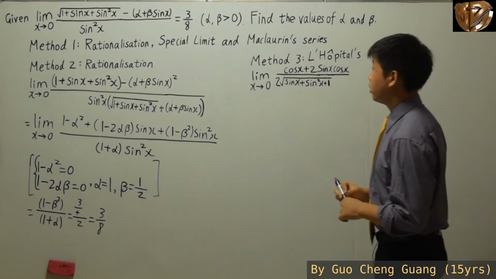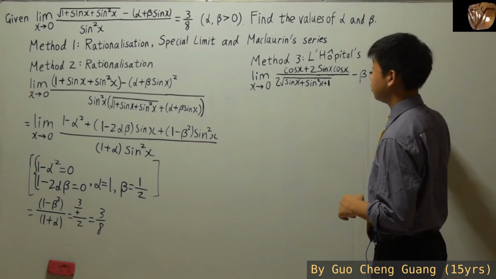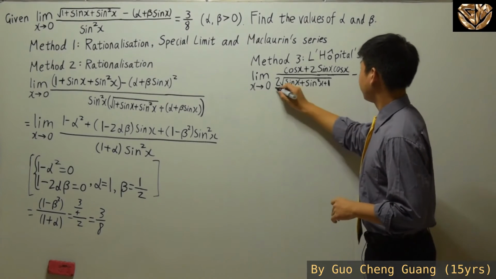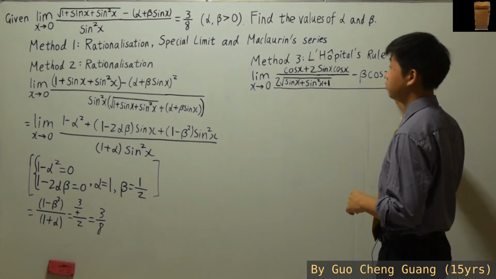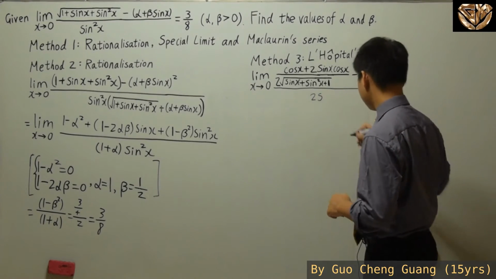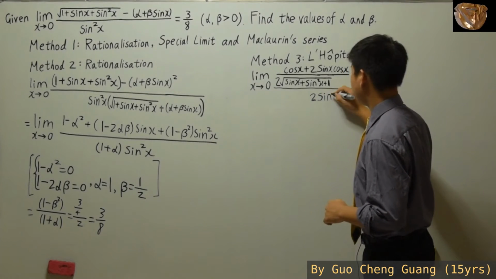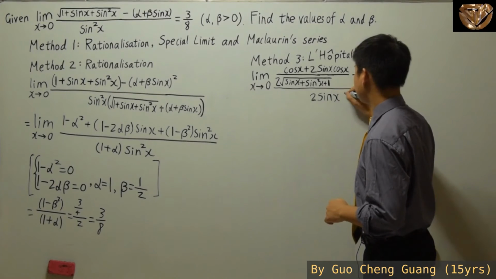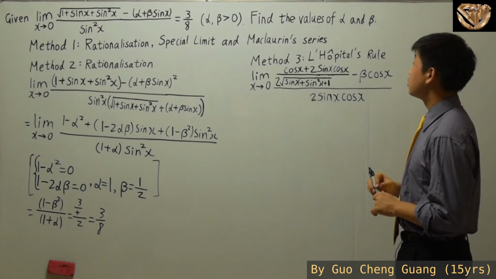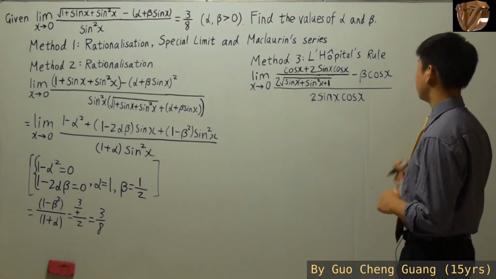And next, the second term, where you have minus alpha. Alpha differentiated becomes 0, and you're just left with minus beta cosine x. Then in the denominator, you have 2 sine x cosine x. Right, so this is what you're going to see after you've used the L'Hopital's rule once.